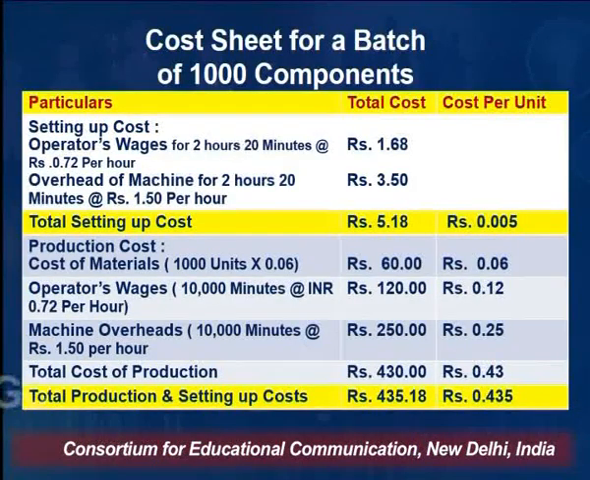Setting up cost again remains the same. Total setting up cost, I am not going to repeat it, it is going to be 5.18 rupees, and per unit cost, of course, it is going to be less than that, 0.005. Production cost, here you have cost of material, 1000 units into 0.06, 60 rupees. Operators wages, now we have 10,000 minutes. The operator is going to work for 10,000 minutes. The reason is 10 minutes for 1 unit, and you are manufacturing 1000 components, so 1000 into 10 gives me a value of 10,000 minutes.